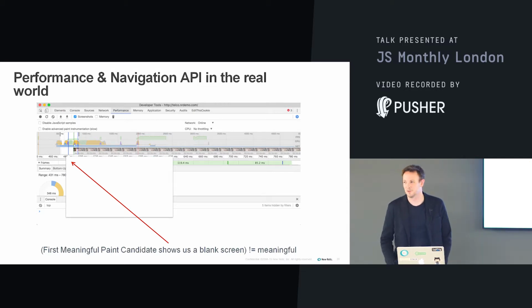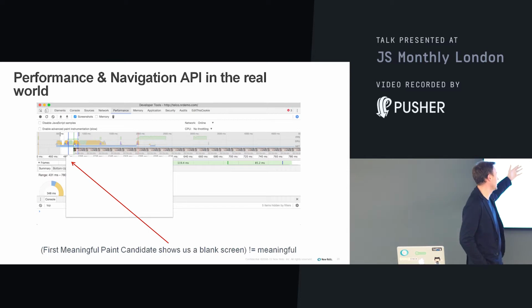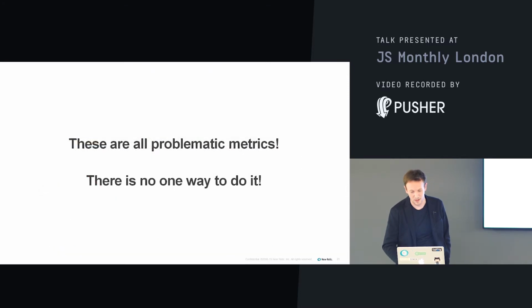I get to work with customers all around the world, and I see certain accounts where this is relevant, and certain accounts where it is not. It happens to be not relevant on this telco site. The first meaningful paint candidate fired at this point, and there's nothing on the page. It's not actually meaningful. So this will vary depending on different websites, and if you're working on multiple websites. But as I said before, these are problematic metrics, and there is no one way to do this.